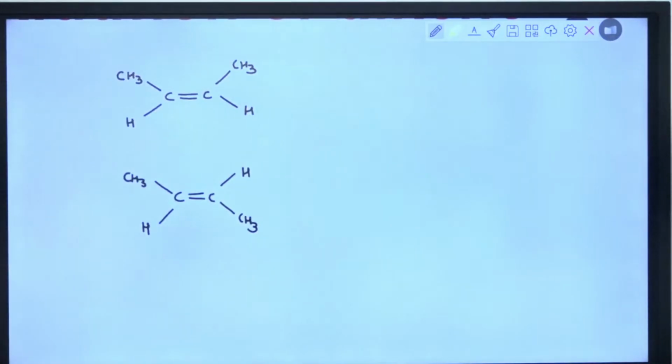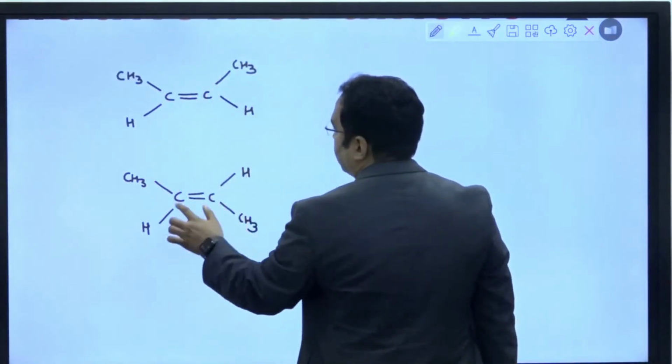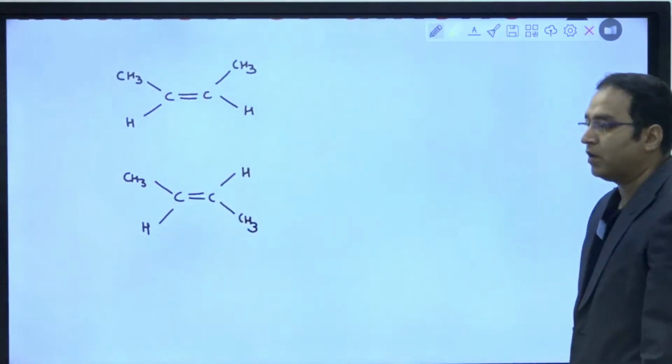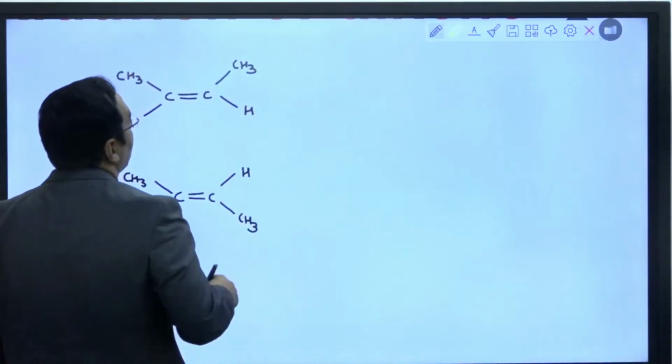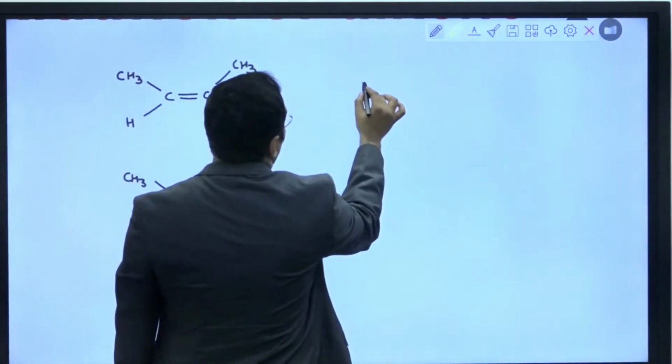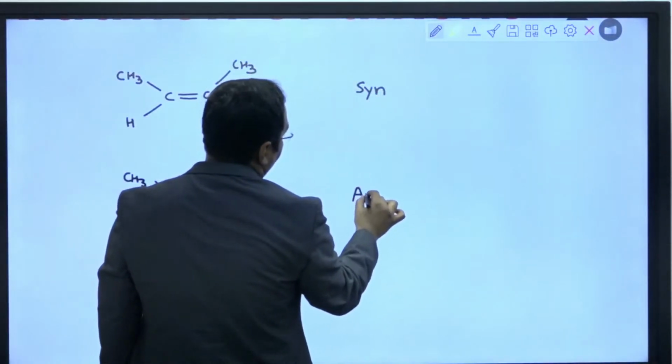पहला वाला cis है, दूसरा वाला trans है. Look at hydrogen, same side, opposite side, cis, trans. Okay. Now, this is cis and trans. Now, let's say we talk about syn and anti-reaction.